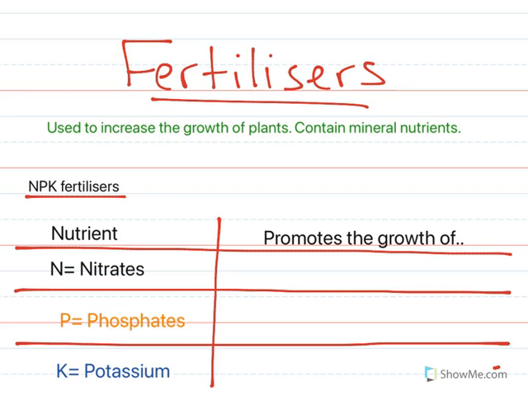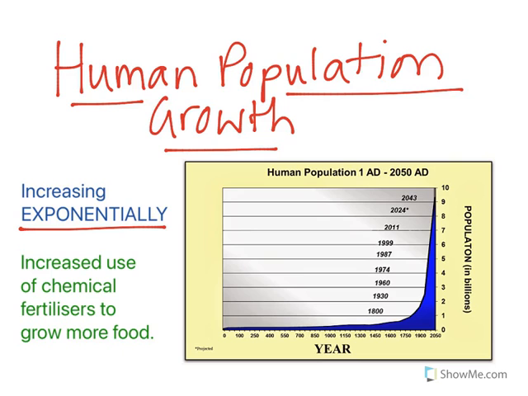If we move on to fertilizers, fertilizers of course are used to increase the growth of plants, and they contain mineral nutrients. NPK fertilizers contain nitrates, phosphates and potassium. Nitrates are there to promote the growth of leaves. Phosphates are to promote the growth of roots. And potassium promotes the growth of fruits and flowers.